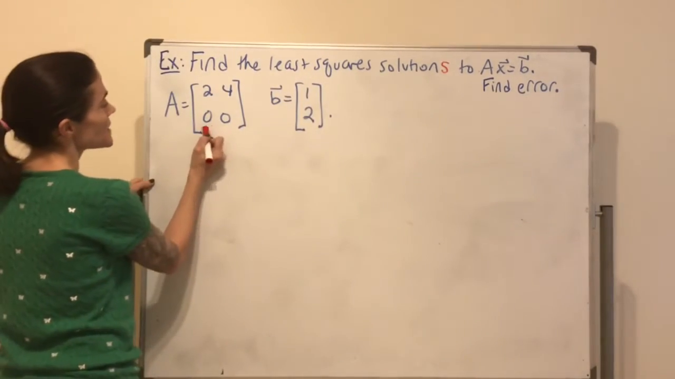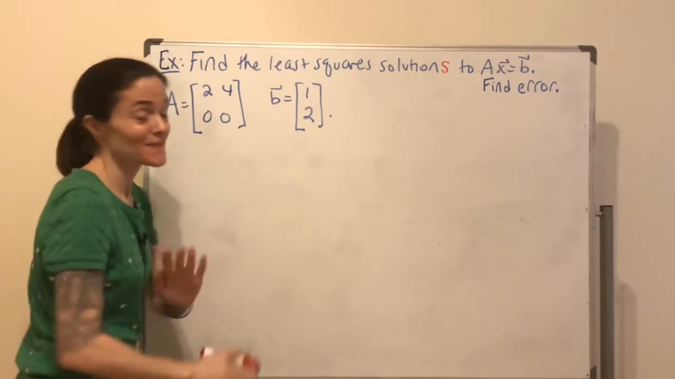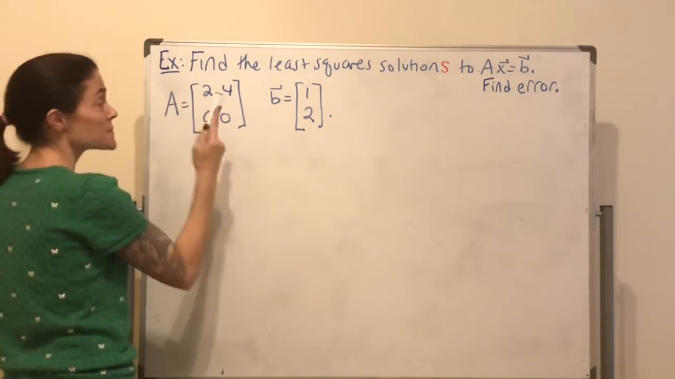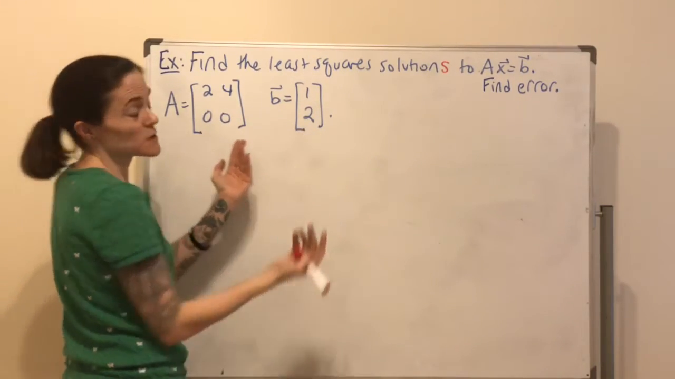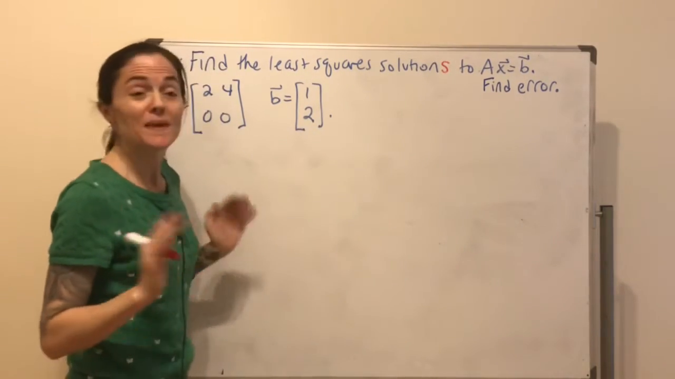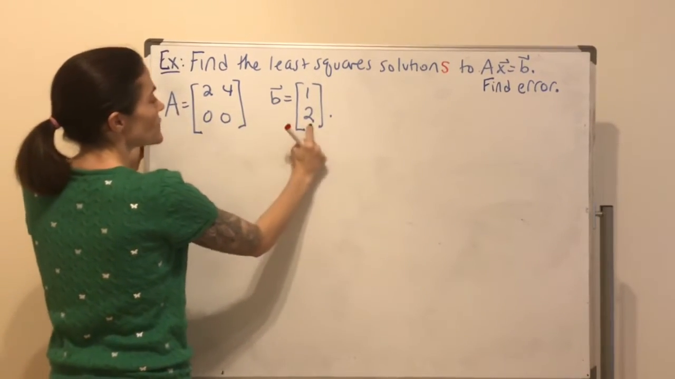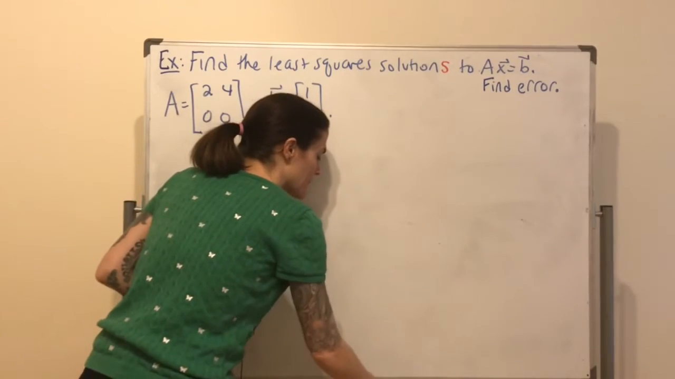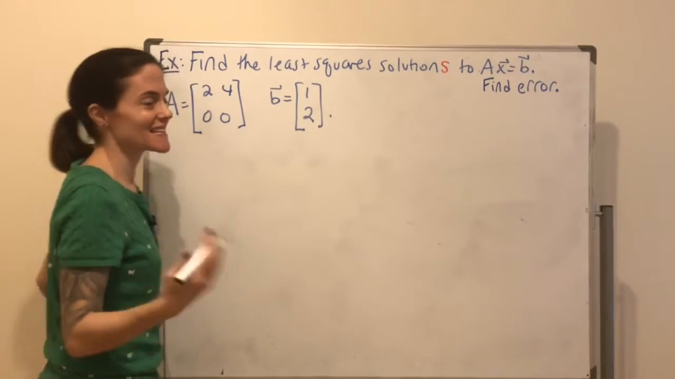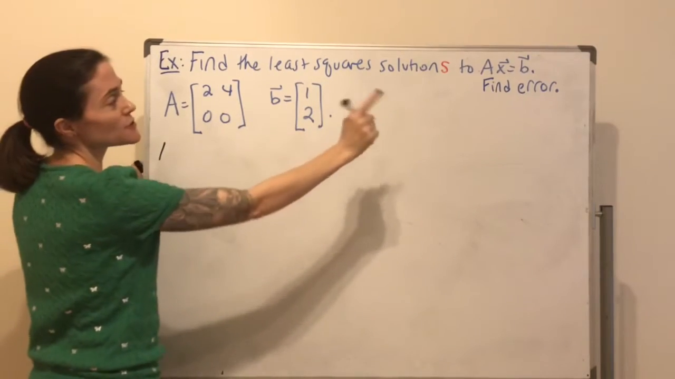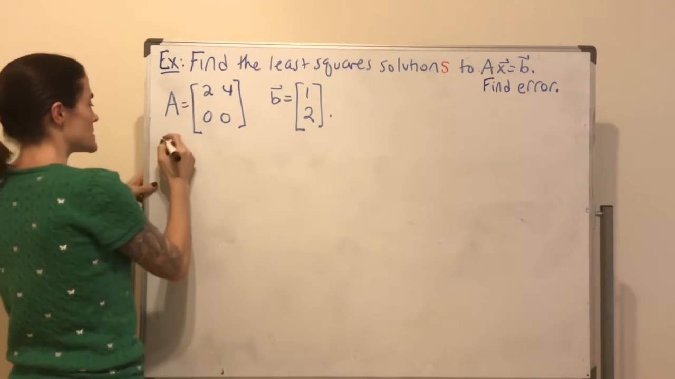So you notice here, the second column is a multiple of the first column. Without a doubt, the columns are dependent. And you can immediately see just by looking at these that AX equals B would be inconsistent, because if you put the augmented matrix, you have zeros followed by the 2. But we go about it the exact same way as the last example, and it's going to be interesting when we get to error, because we will have infinitely many solutions here.